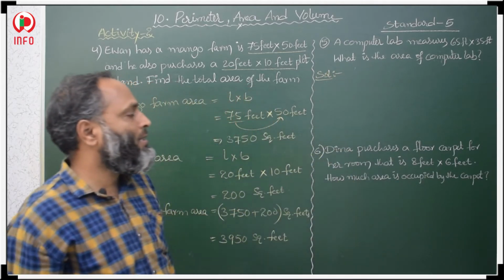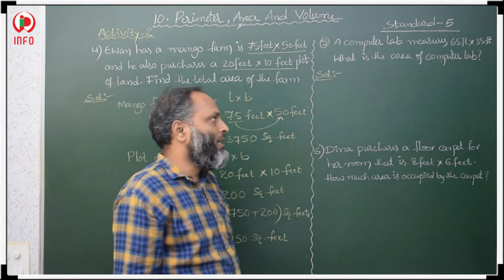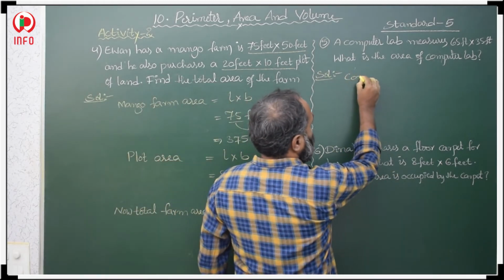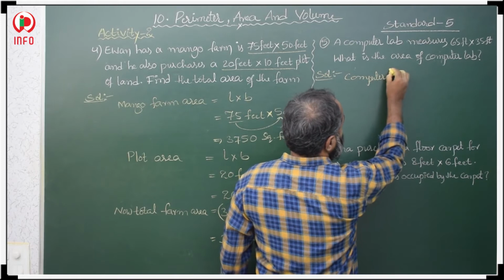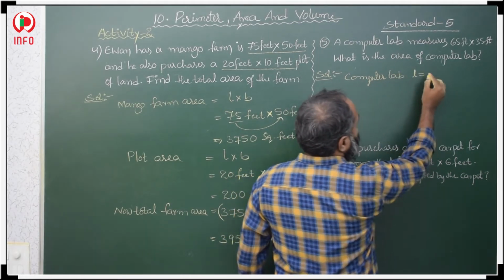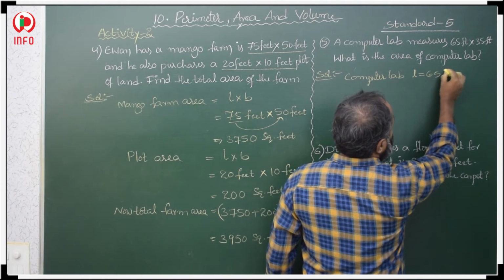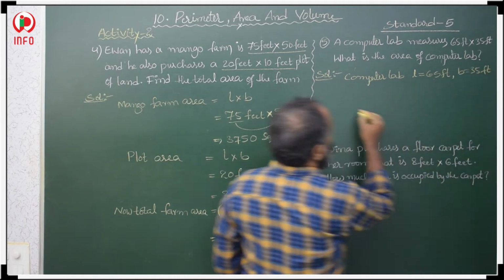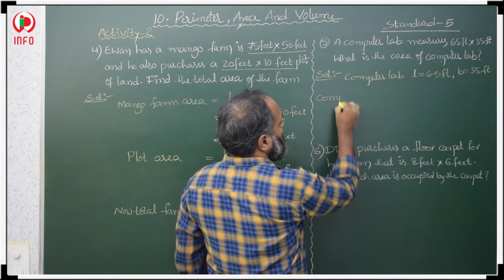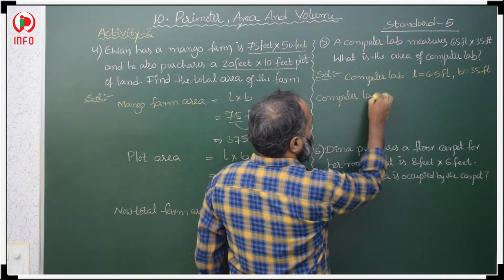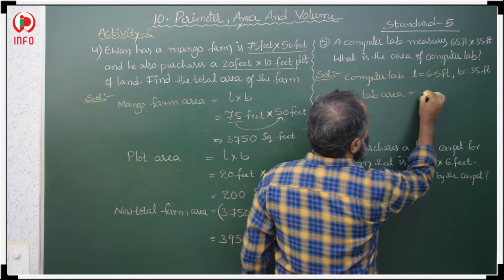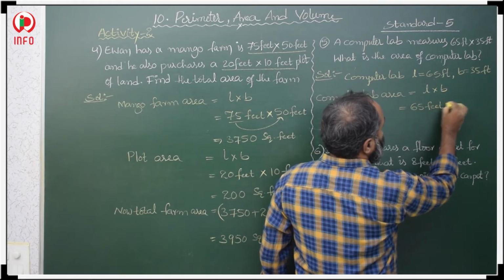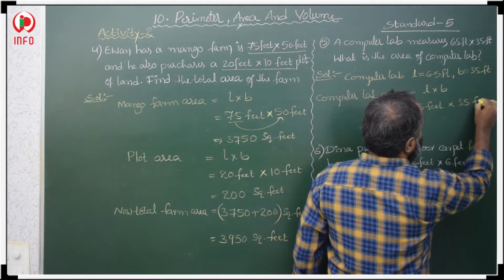A computer lab measures 65 feet by 35 feet. What is the area of the computer lab? Computer lab length is given and breadth is given. Computer lab length is 65 feet, breadth 35 feet. Then computer lab area is equal to length into breadth. Length is 65 feet and breadth is 35 feet.